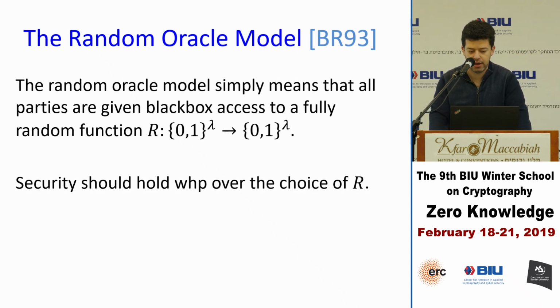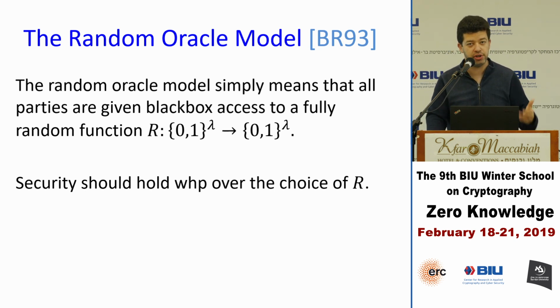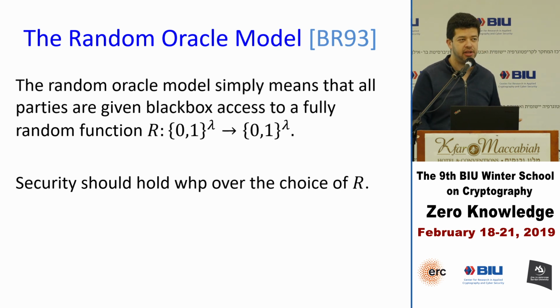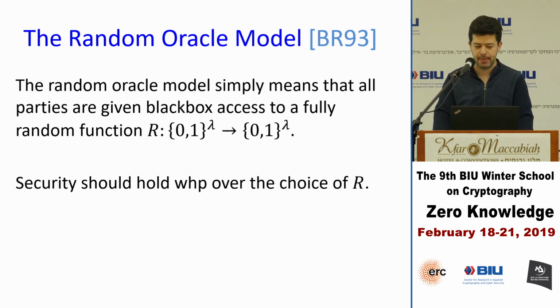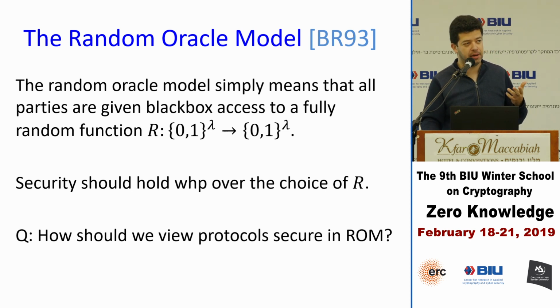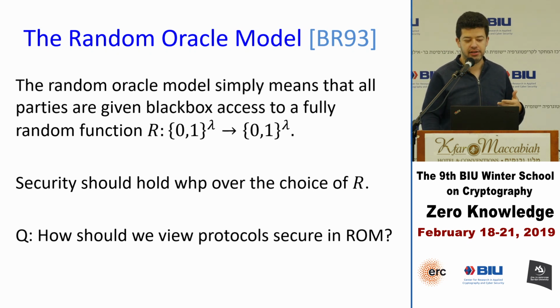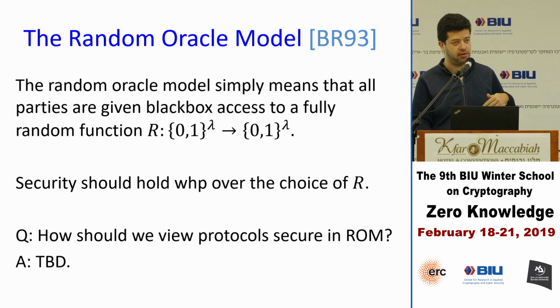Okay. And when we define security in the random oracle model, we will just require security to hold with high probability over the choice of the random oracle. So definitions of, say, completeness, soundness, and zero knowledge, which is a bit more tricky, should just hold with high probability over the choice of the random oracle. And there's a question of how we should view protocols that are proved to be secure in this random oracle model. It's a philosophical question that I don't want to address now. We'll get back to that later.